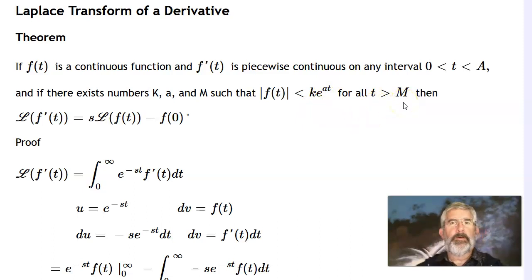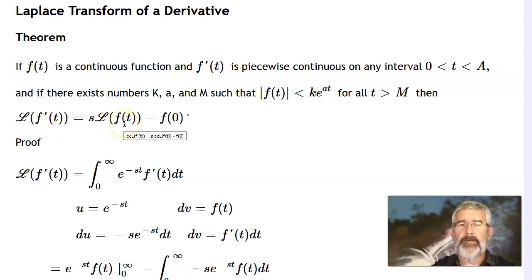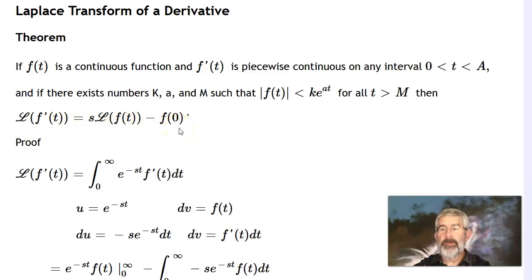Okay, so we've got a function. It can be growing. The a could be positive there, but as long as f is growing more slowly than that, then we're fine. So the conclusion is, if you've got all that, then the Laplace transform of the derivative of f is s times the Laplace transform of f minus f of 0. F at 0, right? Plug 0 in, see what the function is.